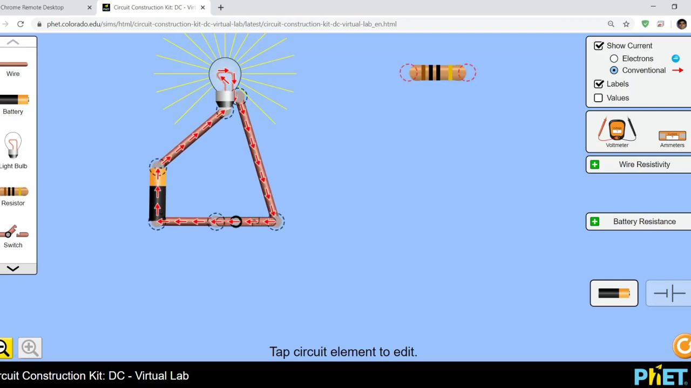All right, well, I think that is all. You should play around with this simulator as much as you can. We'll be using this to do some virtual lab activities in the next few days, so get acquainted with it.